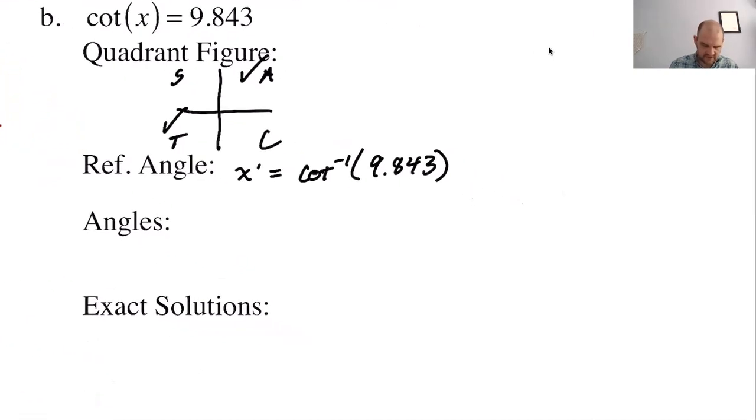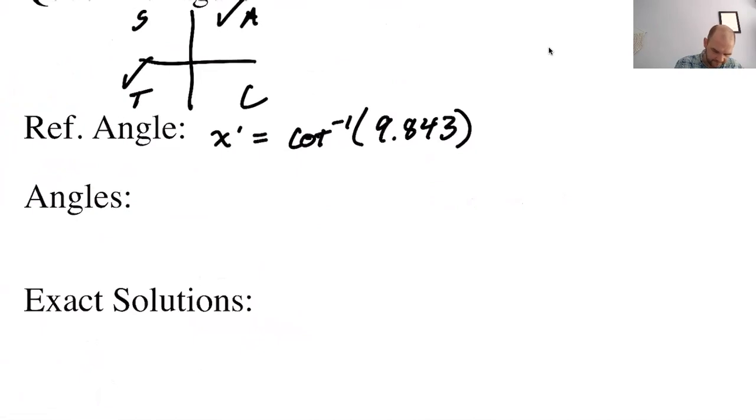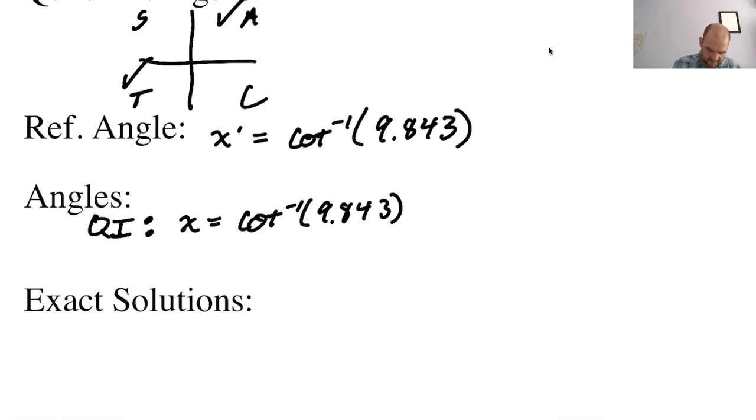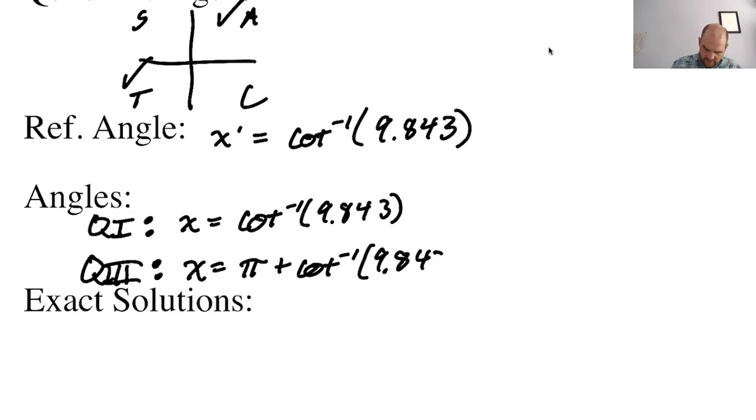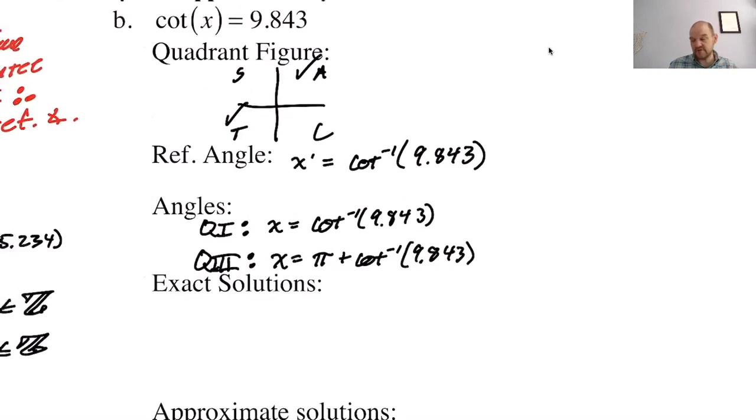There's some stuff to talk about here. So one option is to say in quadrant 1, okay, so let's actually just do it. So in quadrant 1, the x, the angle, not the reference angle, is just the same as the reference angle. So it is cotan inverse of 9.843. And that's fine. In quadrant 3, right, so you go pi and then you go more. So it's going to be pi plus the inverse cotangent of 9.843. Okay. So far so good.